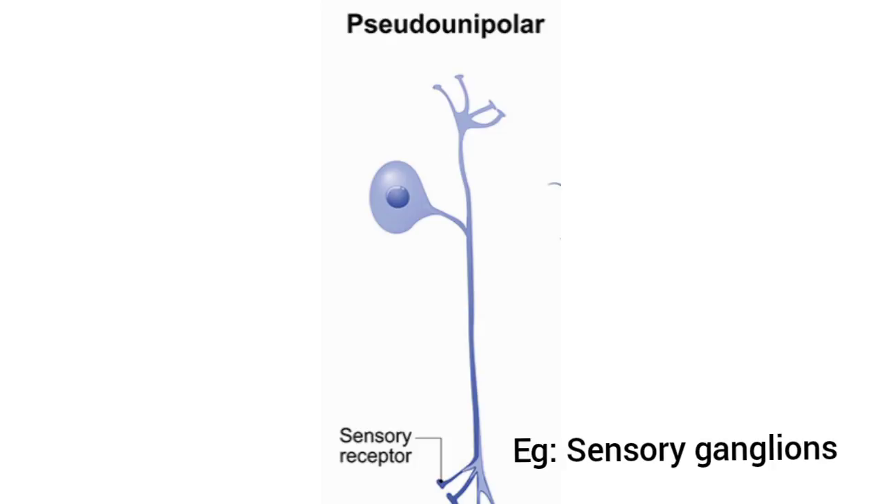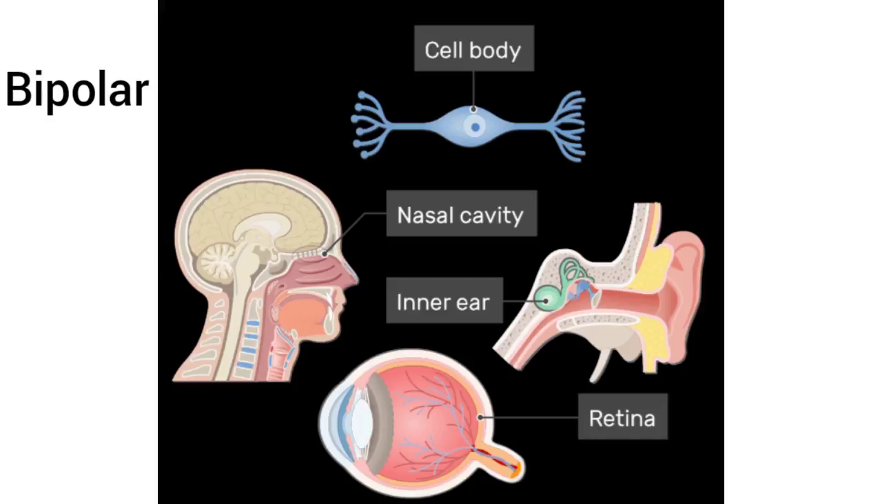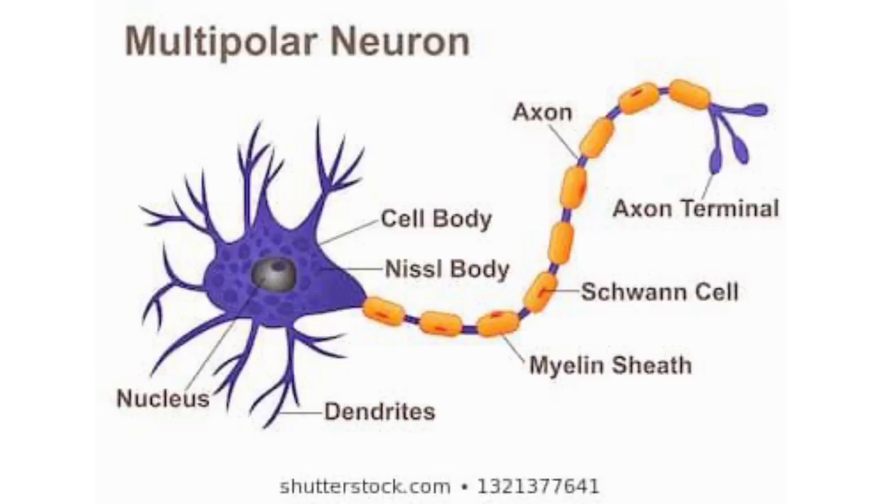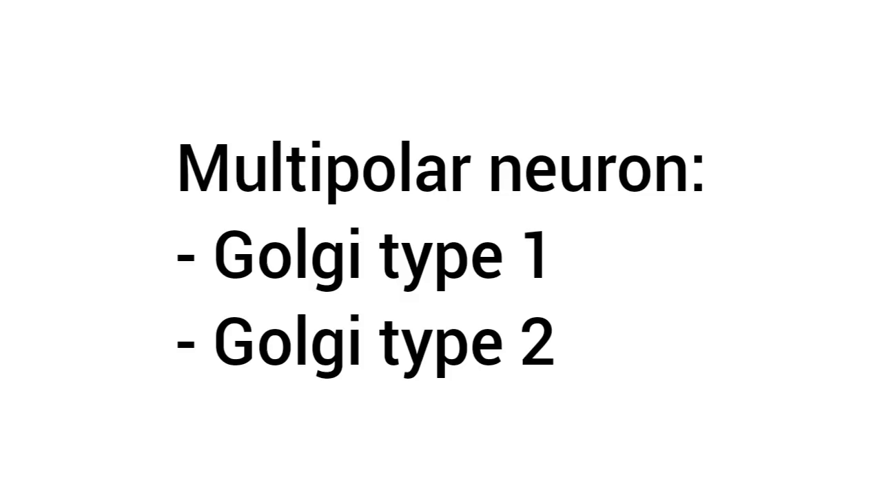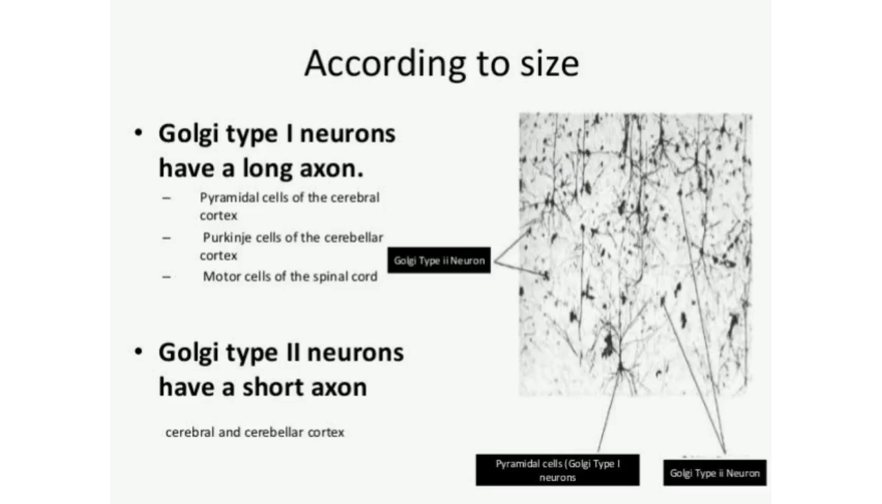And in pseudo-unipolar, a single axon emerging divides into two branches. And in bipolar, there is an axon from the cell body and a dendrite from the cell body. Example is the bipolar cells present in the retina. A multipolar neuron contains many dendrites from the cell body and a single axon from the cell body. Example, many of the neurons are multipolar neurons in the brain. And the multipolar neuron is further divided into Golgi type 1 and Golgi type 2. The Golgi type 1 has longer axons, and the Golgi type 2 has shorter axons.